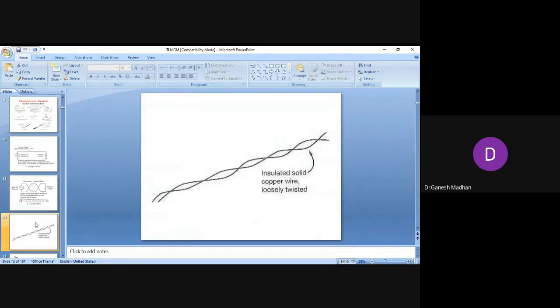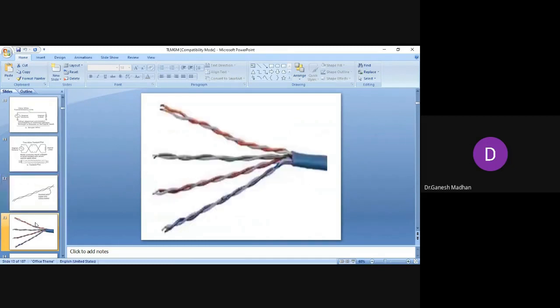So this is another form of twisted copper wire, and here you have a number of twisted copper wires. In the earlier days this was used for telephone communication. Today also, if you go to a telephone exchange, they call it the MDF, main distribution frame room, where you have a lot of such wires which are connected by switches.